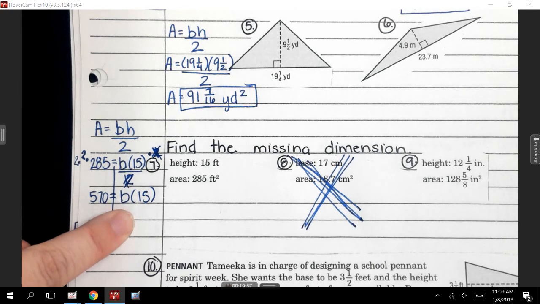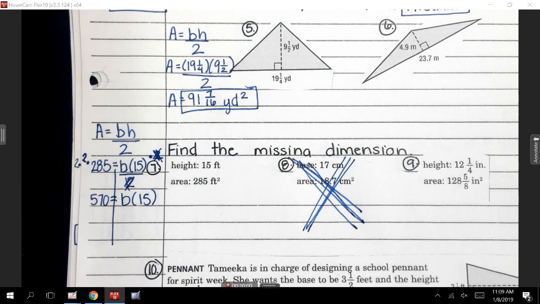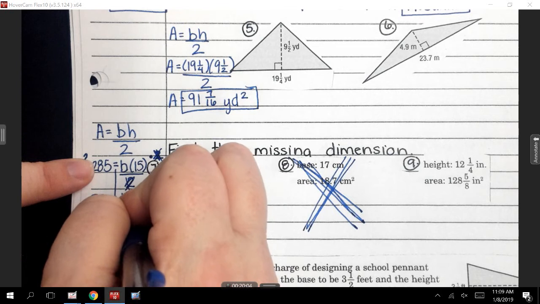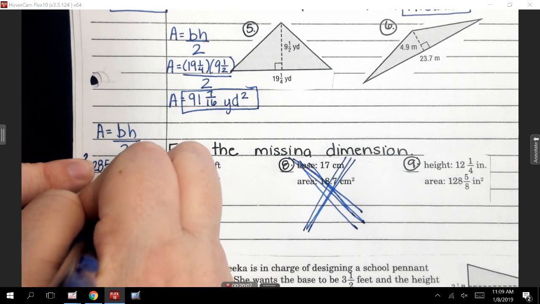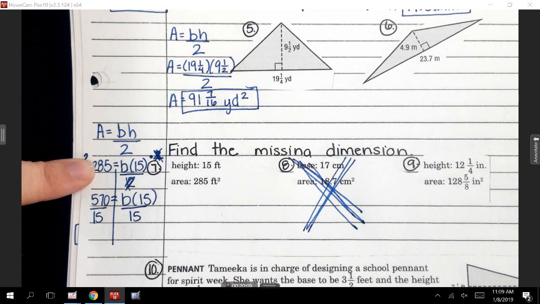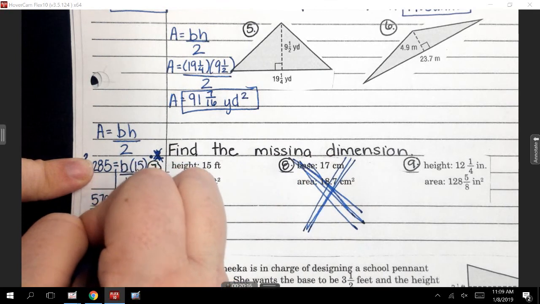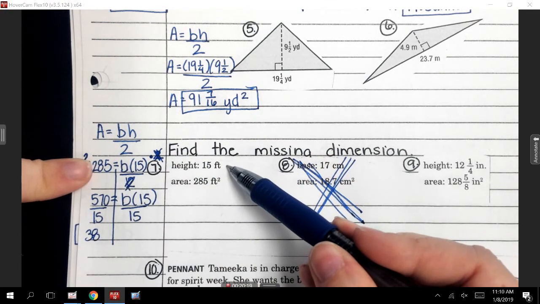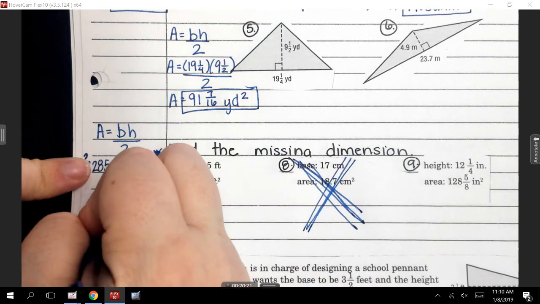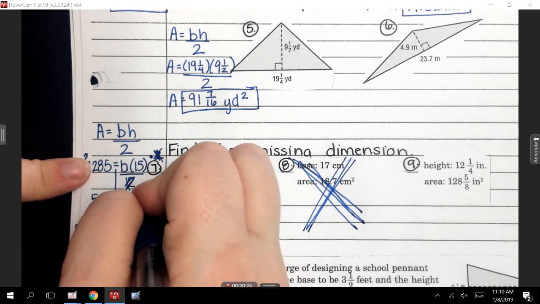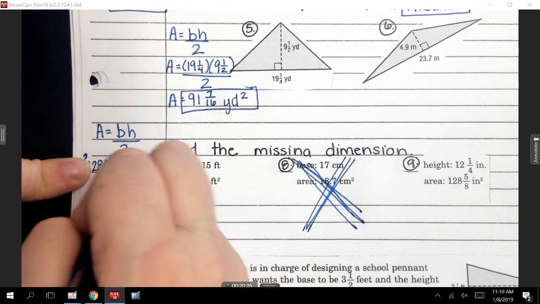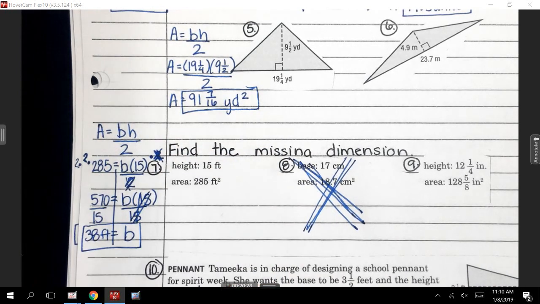All right. So, guys, what do I need to do now? It says B times 15. What's the opposite now? Divide. So we're going to divide both sides by 15. So now I'm going to use my calculator again. 570 divided by 15 equals, I get 38. 38. Look at your height. What measurement do I need to write next to that? Feet. And that's going to equal, 15's go away, so we get our B. 38 feet equals B.